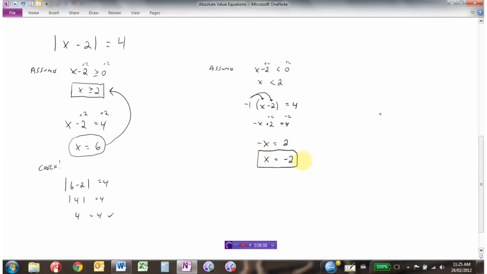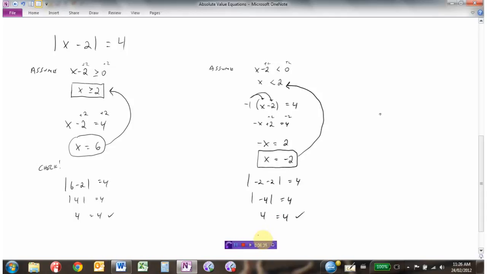So x equals minus 2, and does that fit with our restrictions on x? Yes, x had to be less than 2. This is definitely less than 2. So let's double check. The absolute value of negative 2 in for x, minus 2. Negative 2 minus 2 is negative 4. And the absolute value of negative 4 is positive 4. So left side equals right side.